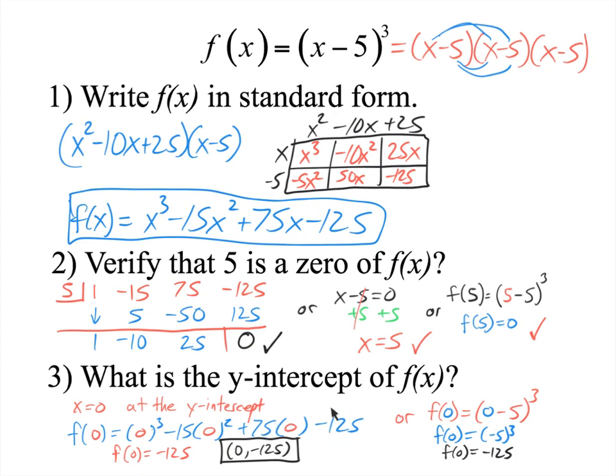Or if you put 0 into this function, as you can see right here, that becomes 0, 0, 0, leaving you just the end. Something you want to know about standard form is the constant at the end is always the y-intercept, if it's in standard form. So you can plug it in to find y-intercepts.